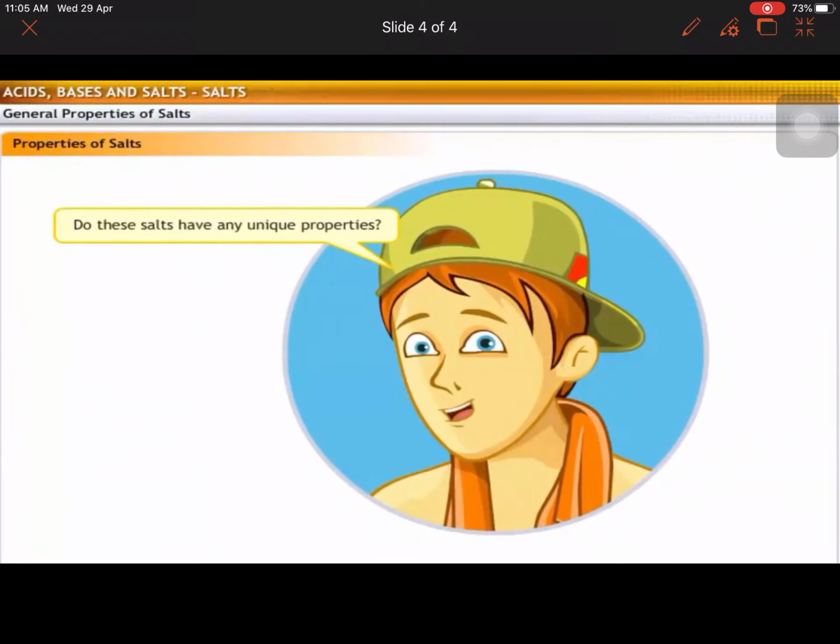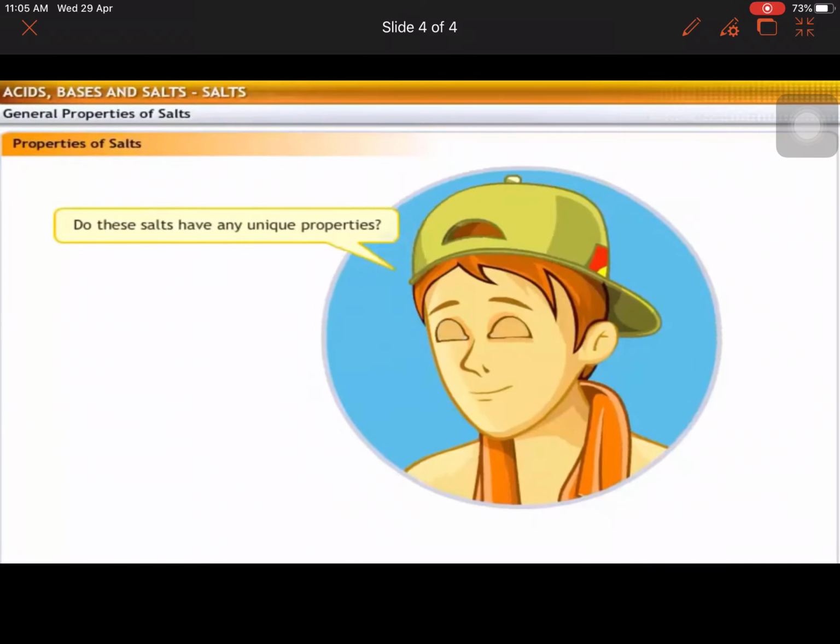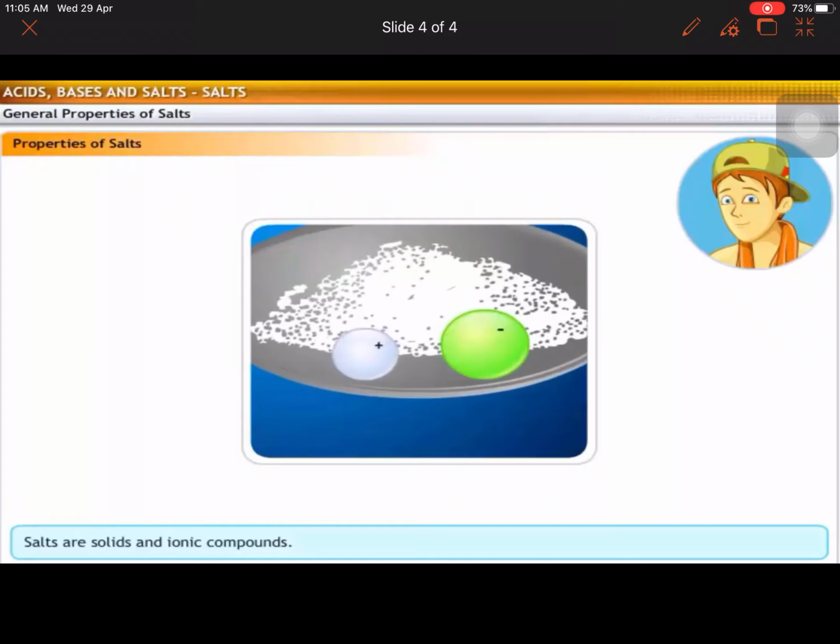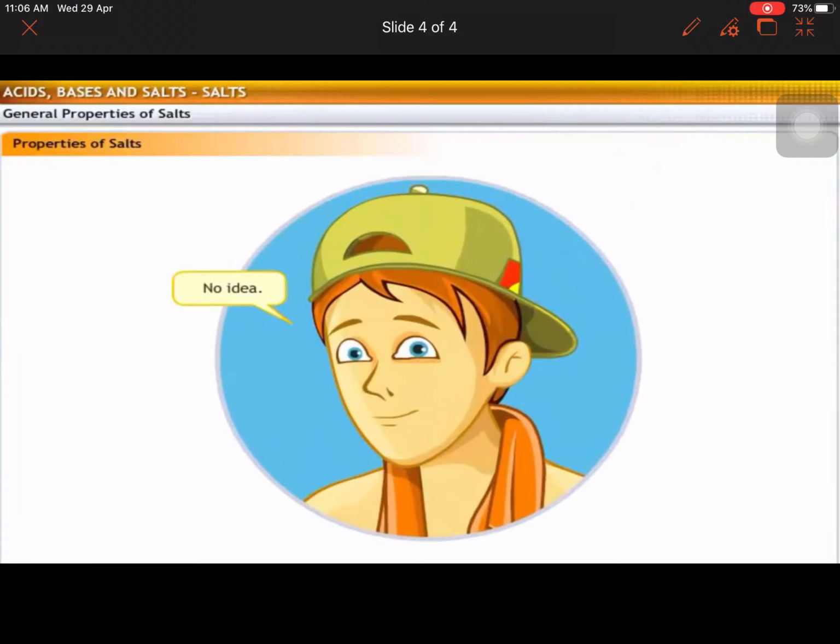Do these salts have any unique properties? Salts are mostly solids and are ionic compounds. Every salt has a positively charged cation and a negatively charged anion. For example, sodium chloride is made of sodium ions and chloride ions. Do you know how these salts get their name? No idea. Salts usually get their name from the acid which takes part in the reaction.